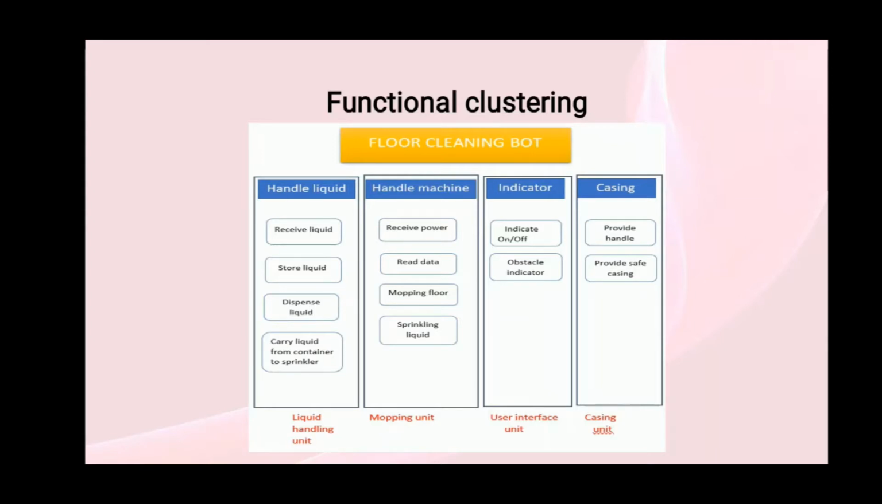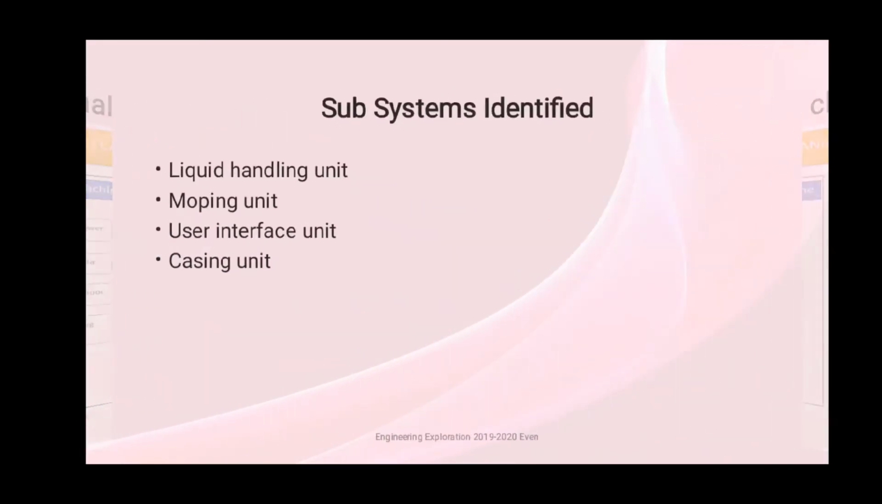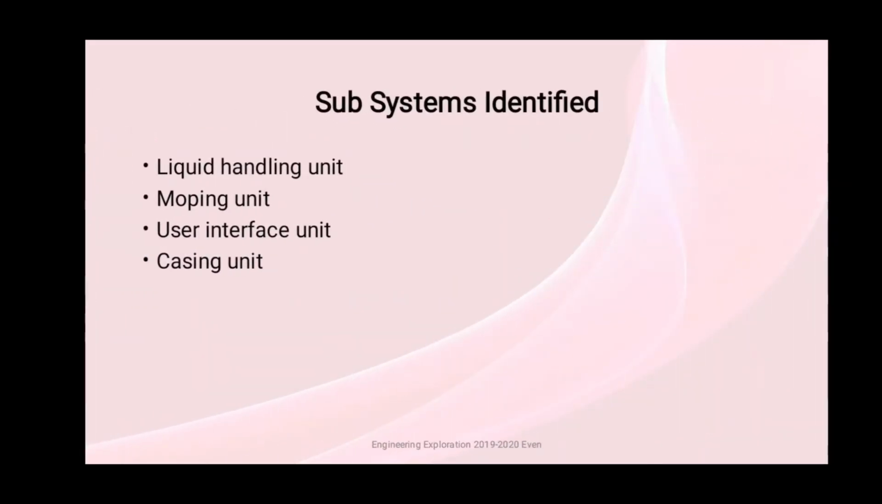Under the mopping unit, we are taking care of receiving power, reading data, mopping the floor and sprinkling of water. Under the user interface unit, we are taking care of indication of on or off and obstacle indication. Under the casing unit, we are taking care of providing handling and providing safe casing. Subsystems identified for our working model are the liquid handling unit, mopping unit, user interface unit and casing unit.